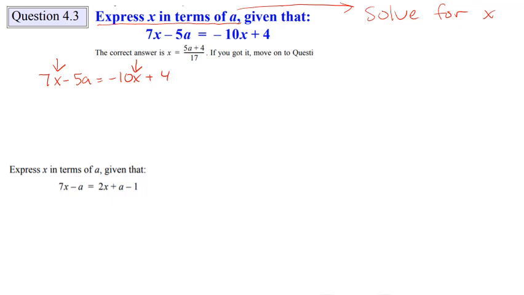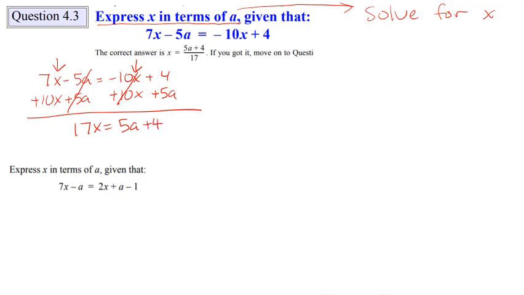Okay, so since I'm solving for x, I want to bring it to one side. So I'm going to bring over the smaller term. And then I'm going to add 5a to both sides as well. And what that's going to do is get rid of these. And I'll have 17x is equal to 5a plus 4. Now, remember, order is very important, so don't write 4 plus 5a.